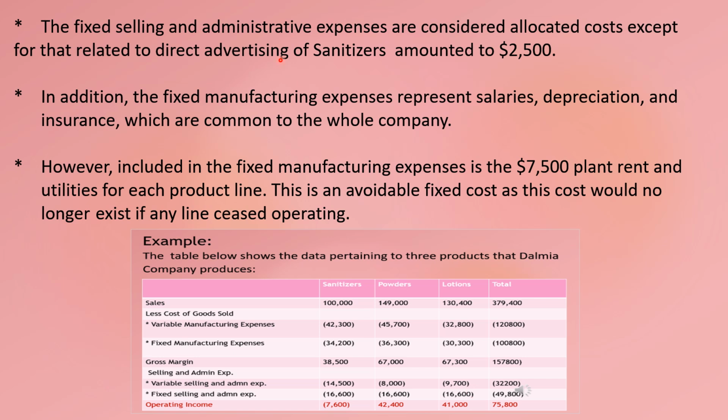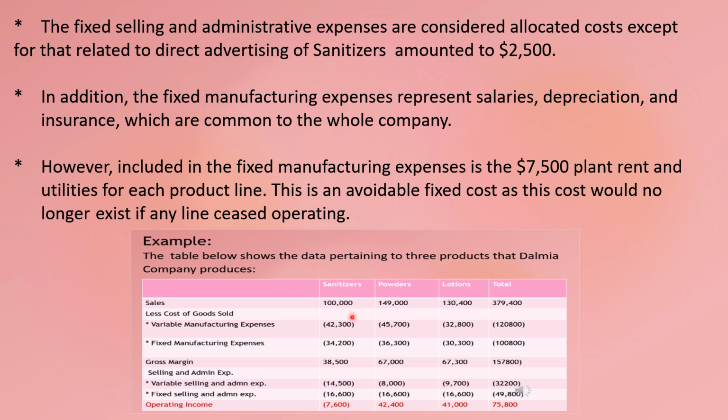Okay, so here the fixed selling and administrative expenses, they are allocated costs. That means something that is not directly related to these 3 product lines, except for that related to direct advertising of sanitizers, which amounted to 2,500.